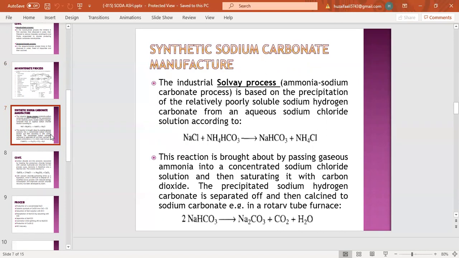This reaction is brought about by passing gaseous ammonia into a concentrated sodium chloride solution and then saturating it with carbon dioxide. The precipitated sodium hydrogen carbonate is separated off and then calcined to sodium carbonate, like in a rotary tube furnace. Sodium hydrogen carbonate turns into sodium carbonate plus carbon dioxide plus water.